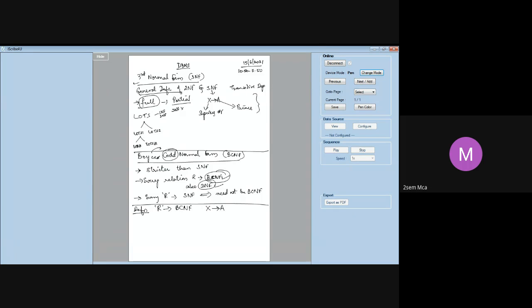A relation is said to be in Boyce-Codd normal form if whenever we have a functional dependency X determines A that holds in that particular table, then X should be a super key of R. X should be a super key of R. If this condition is satisfied in every functional dependency, then we say that it is in BCNF.